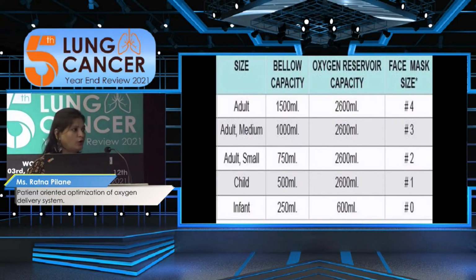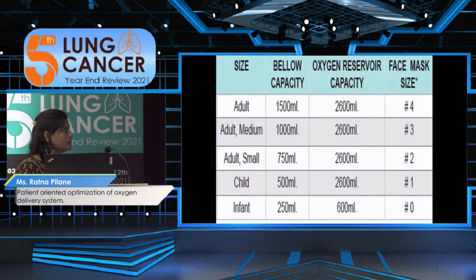Adult small is like a toddler or school-going children. The bellow capacity is 750 ml and the oxygen reservoir capacity is the same 2600, where the face mask size changes to 2. Then child, 500 ml of bellow capacity, the same 2600 oxygen reservoir capacity, and the face mask size will change, that is 1.